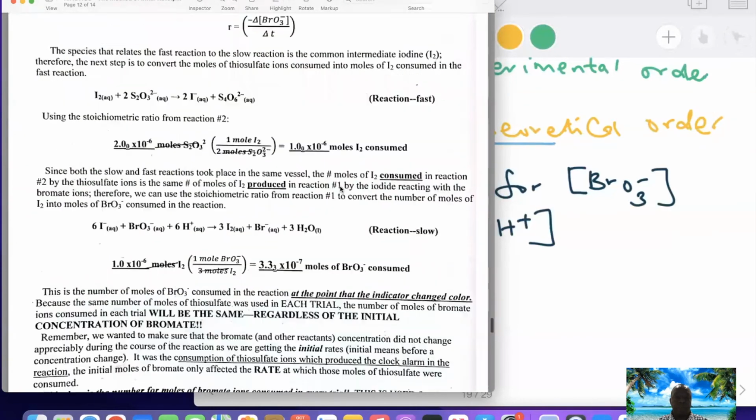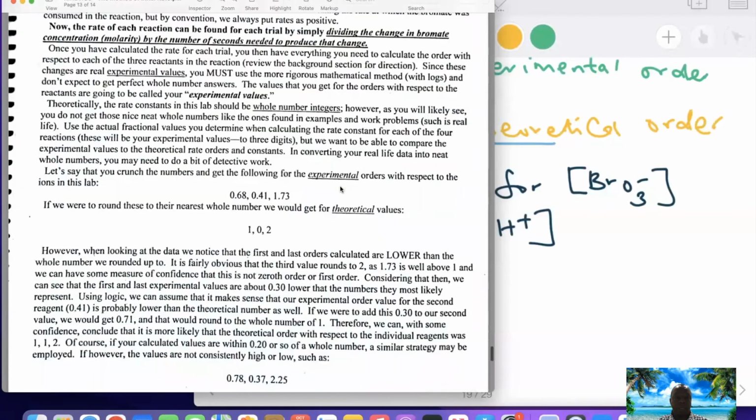The other one, you have to round to whole numbers. The other one you just leave it. Here is where I want to highlight the difference between experimental orders and theoretical orders. If the experimental value is a fraction, just maintain the fraction. For the whole number, you need to round it off. Here 0.68 rounds up to 1, 0.41 you round off to 0. If it is 1.5, 1.6, 1.78, 1.9, you round up to 2. So experimental will be fractions, theoretical will be whole numbers.